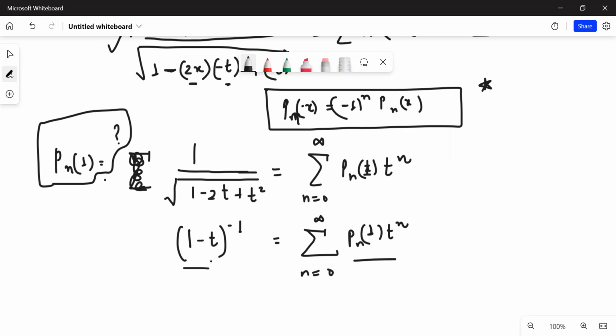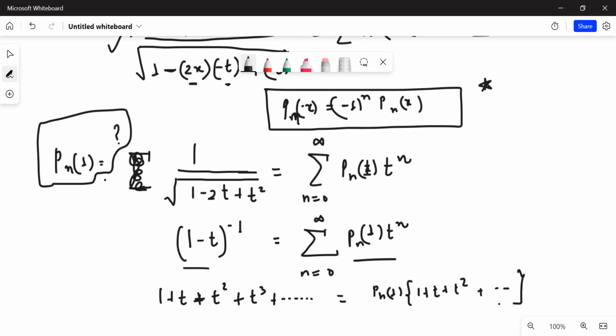Expand this, what you'll get? You'll get 1 plus t plus t square plus t cube, and so on and so forth. And there also you can see this is Pn(1), 1 plus t plus t square and so on. So eventually, from both of the ends, you can compare and find that your Pn(1) in any case would remain equal to 1. Is that clear?